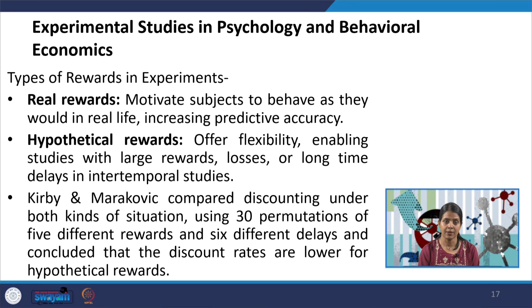Kirby and Marakovic compared discounting under both kinds of situations using 30 permutations of 5 different rewards and 6 different delays, and concluded that the discount rates are lower for hypothetical rewards. So, what has been observed is that real rewards and hypothetical rewards might at times yield different results, and as a result they have observed that with hypothetical rewards discount rates are somewhat lower as compared to when people did experiments with real rewards.